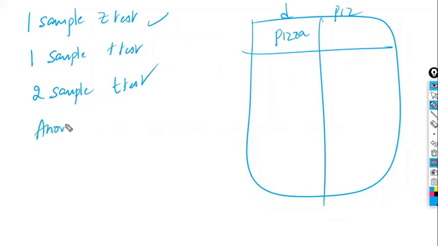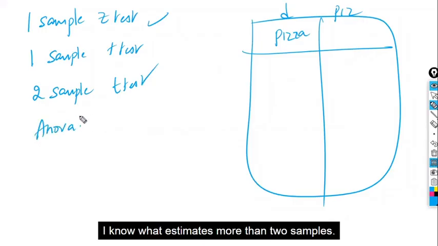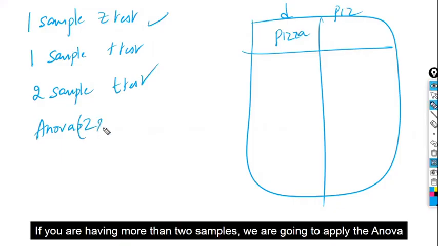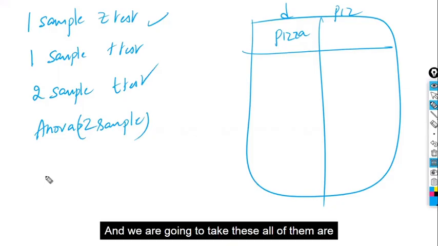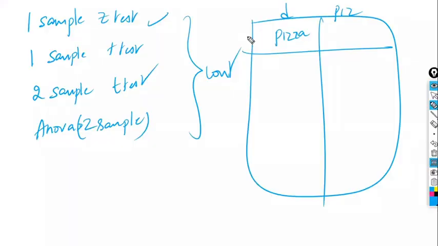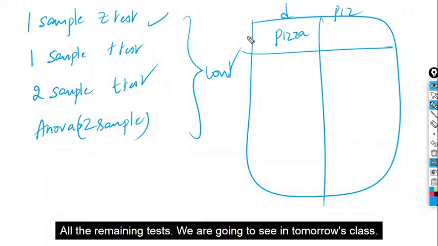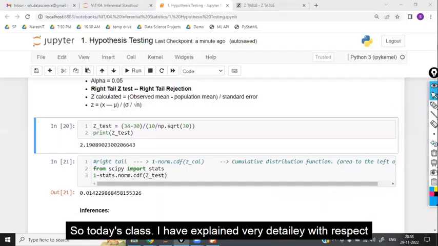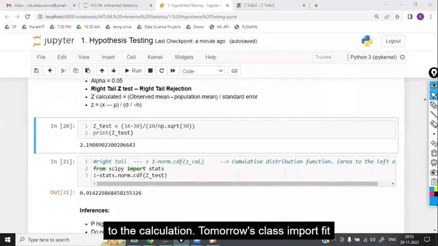Next, the ANOVA test. ANOVA test means more than 2 samples. If you have more than 2 samples, we are going to apply the ANOVA test. All of these are applied on continuous data. For discrete data also, we have tests. All the remaining tests we are going to see in tomorrow's class. Today's class I have explained in detail with respect to the calculation.